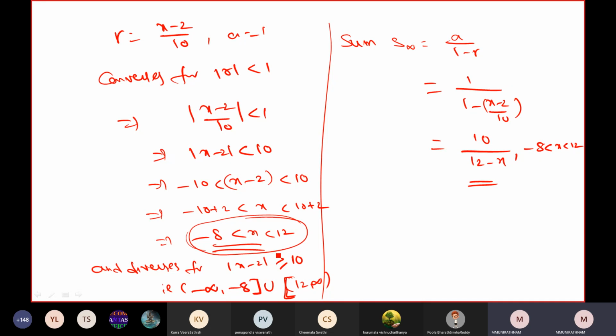But now, suppose my series is like this: n into x power n by n plus 2. Is it a geometric series? No, right? So in this case, whenever it is not a geometric series, how do we check the convergence? That is our point.